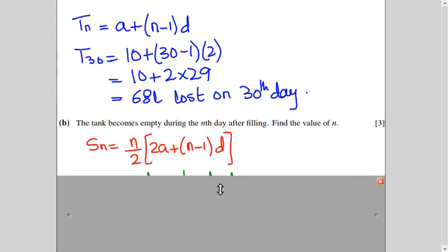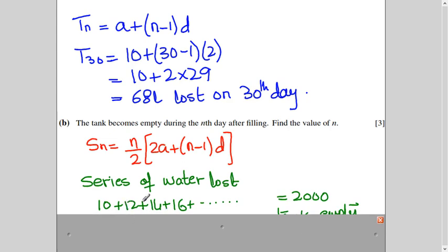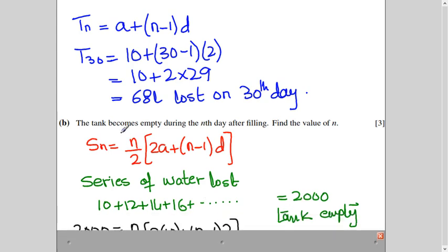Now what was our series? You remember the series we were talking about? 10, 12, 14, 16. Because the series you are making is of water lost, right? So sum of this should be equal to 2000, and then we can say tank is empty. So that's why we will apply this sum of the formula.